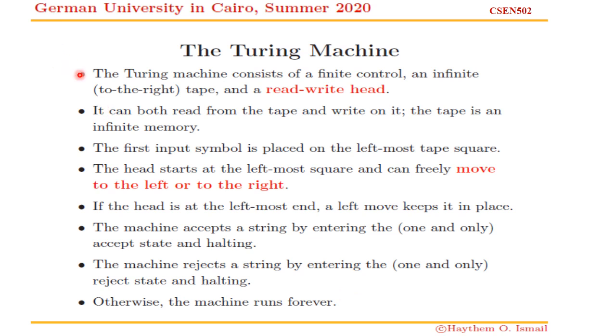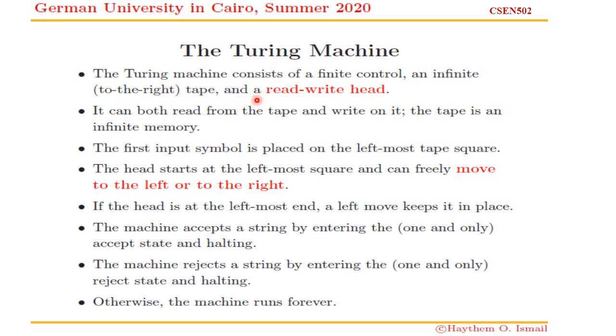So let's talk about the Turing machine itself. The Turing machine, just like the DFA and the PDA, consists of a finite control. So it has finitely many internal states, and at any time it's in exactly one of those states. It has a tape which is infinite to the right, so the tape has a beginning and has no end. So far, this is exactly the same as PDA and DFA.